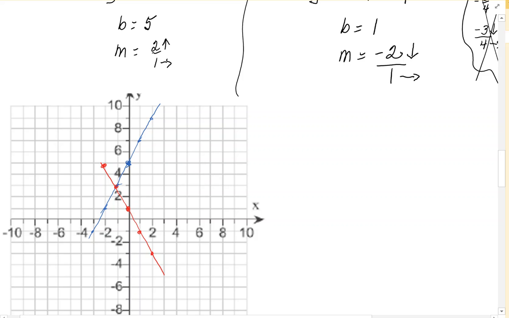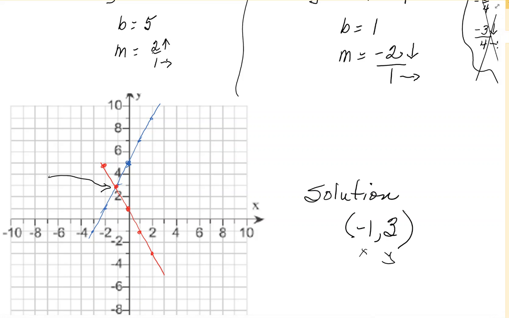Not exactly there. Let me put it here. Right there. So the solution is -1, 3. Make sure that you're careful in labeling the point of intersection. It is sad when I see a student that does all this work correctly, but then when they see that point, they label it wrong. But it is, the x is -1 and the y is +3.